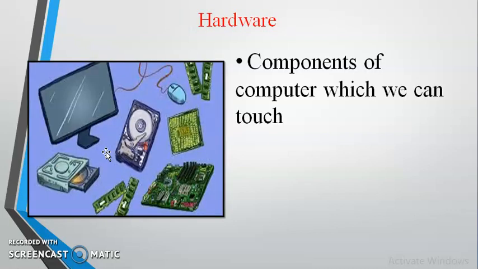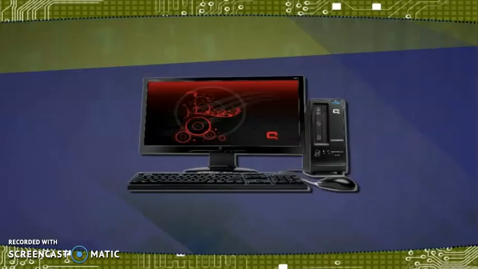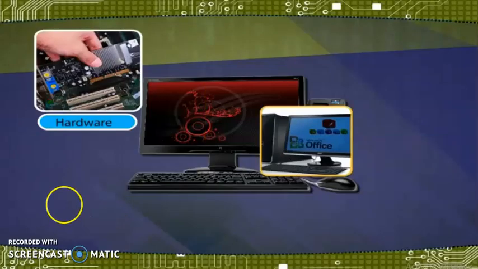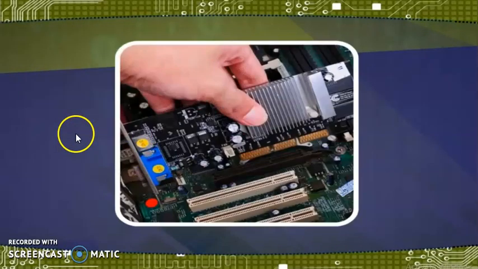So what is the hardware? Hardware is the components of a computer which we can touch. Just like I said, you could have touched the screen, you would have touched the hard disk, the keyboard, the mouse. Yes or no? Yes. So whatever you are able to touch, we call it hardware. So we have hardware components.